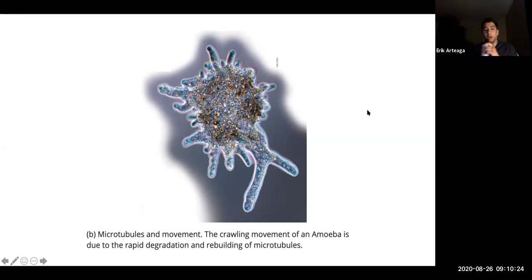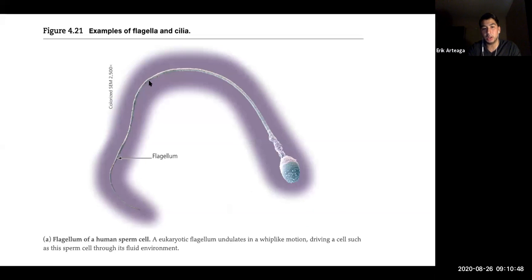Microtubules and movement. The crawling movement of an amoeba is due to the rapid degradation and rebuilding of microtubules. So those microtubules can build or expand, elongate or shorten. And again, this is going to give rise to certain movement strategies from the amoeba. Your white blood cells also move in this mechanism, right? They can extend or shorten those microtubules in order to get around different parts of your body or cells, okay?